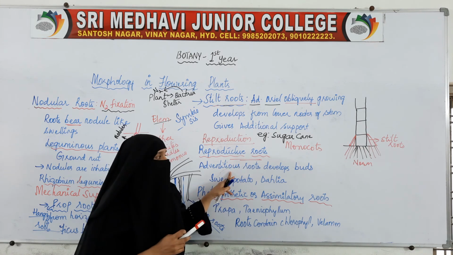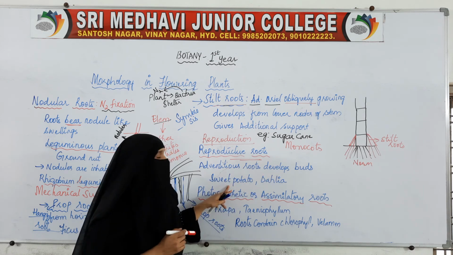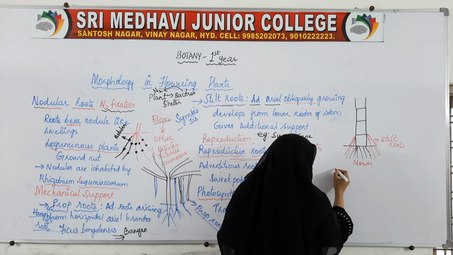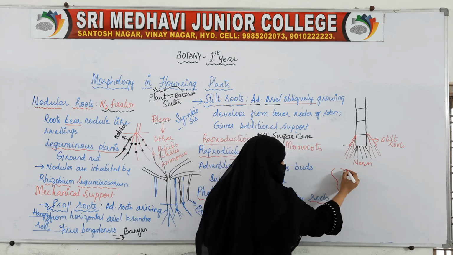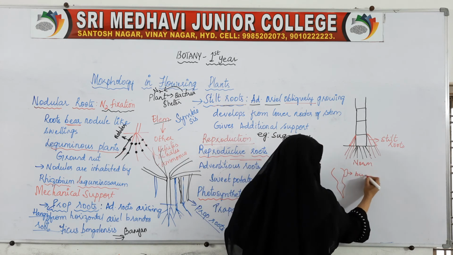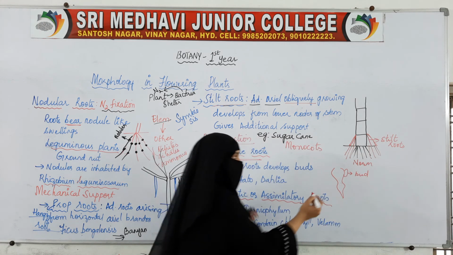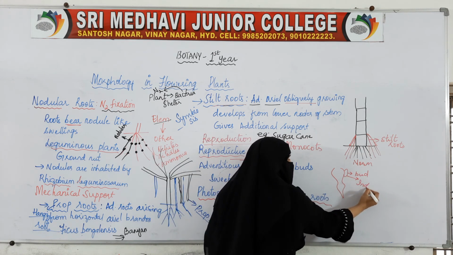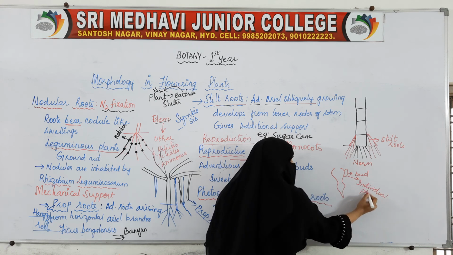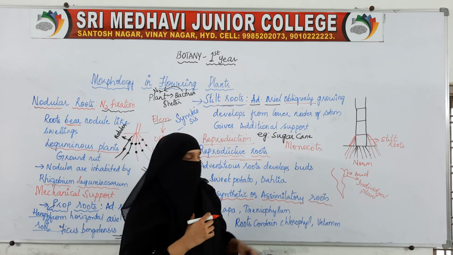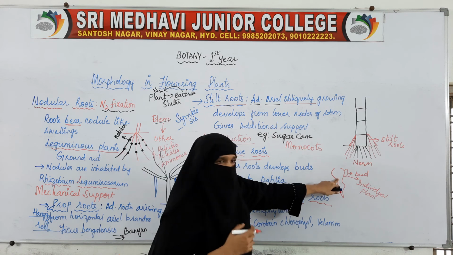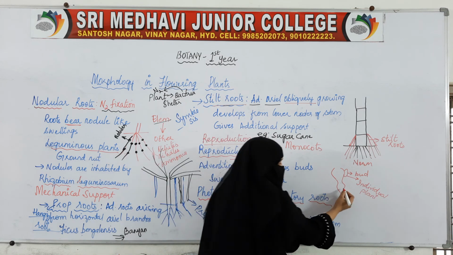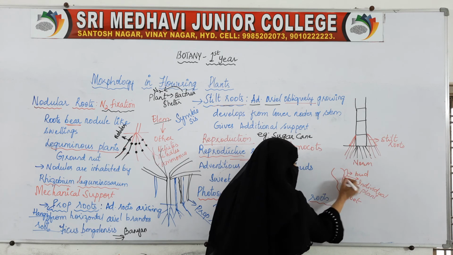These are also adventitious roots which develop from buds. For example, we have seen in sweet potato, tuberous roots. On the sweet potato, a bud will be arising. Later this bud will grow into an individual plant. Sweet potato is the root, and on the root buds will be seen.